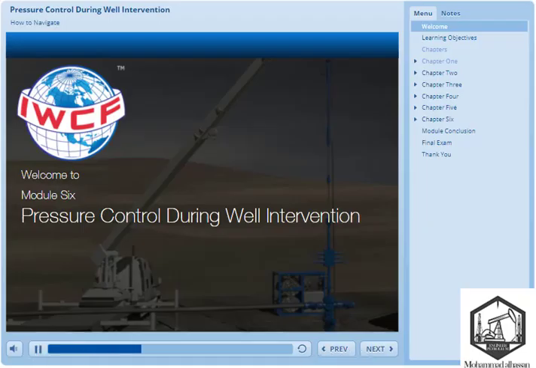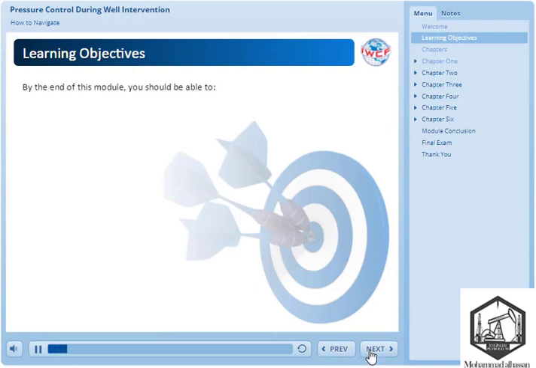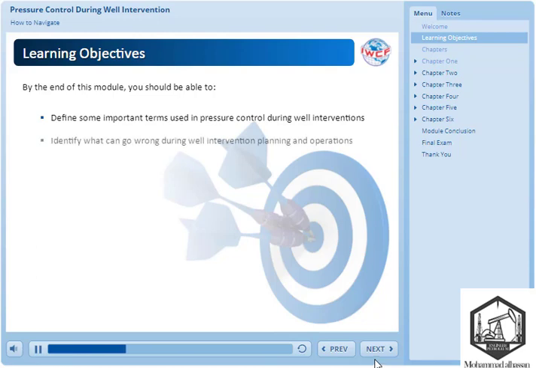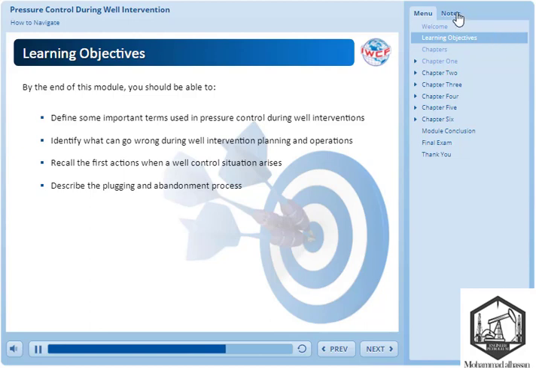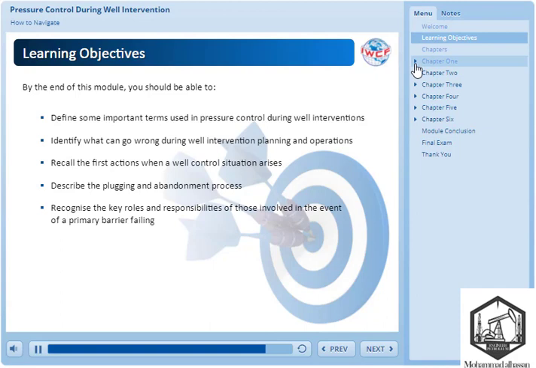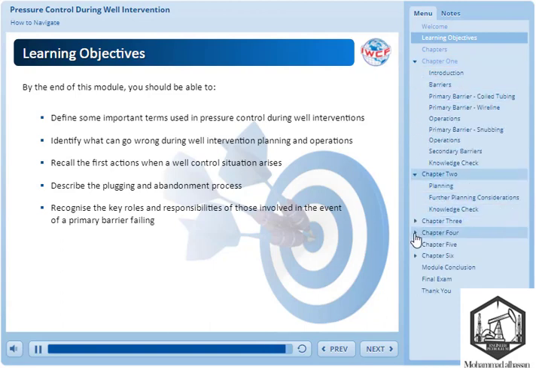Welcome to Module 6, Pressure Control During Well Intervention. By the end of this module, you should be able to define some important terms used in pressure control during well interventions, identify what can go wrong during well intervention planning and operations, recall the first actions when a well control situation arises, describe the plugging and abandonment process, and recognize the key roles and responsibilities of those involved in the event of a primary barrier failing.